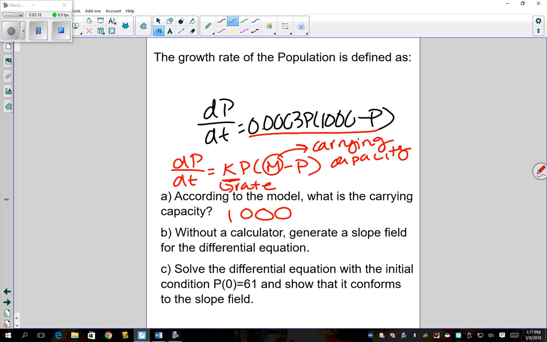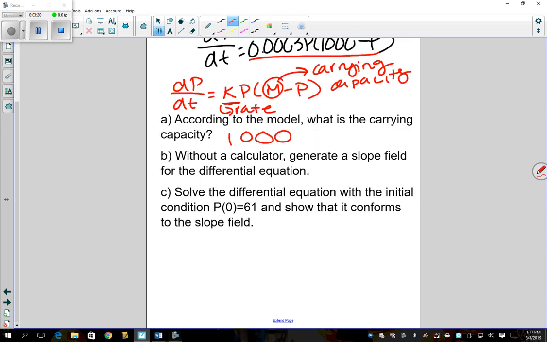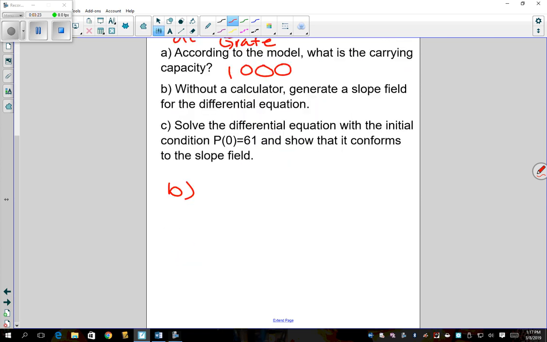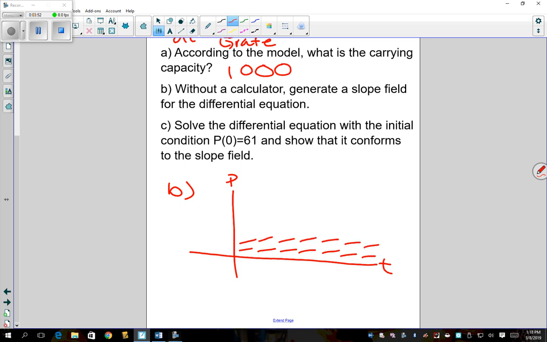Part B, I'm going to let you guys try on your own because we need to practice our slope fields. But basically, when we plug in our values, since it only depends on P, my t axis is not really going to matter as much. And so when I plug in lower P numbers, I get a super gentle slope. It's not very steep at all. And then I start plugging in larger P values and I get steeper slopes.